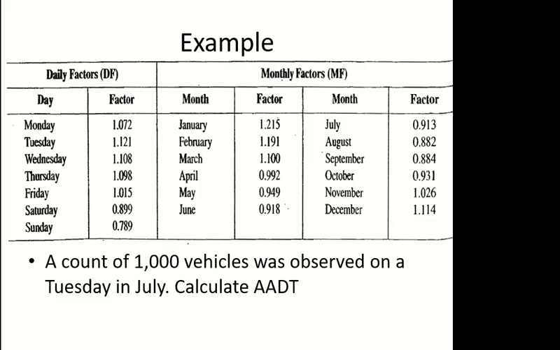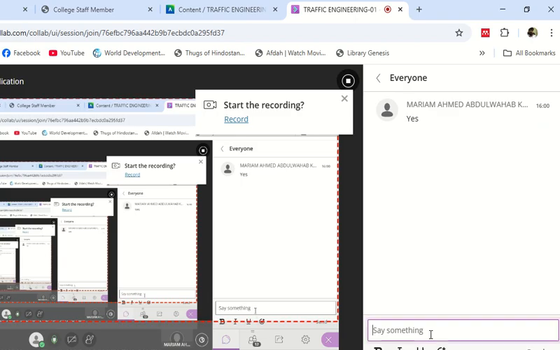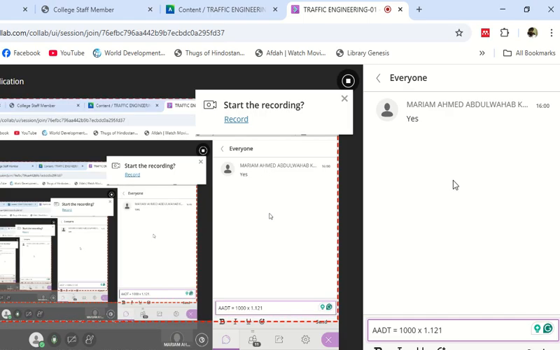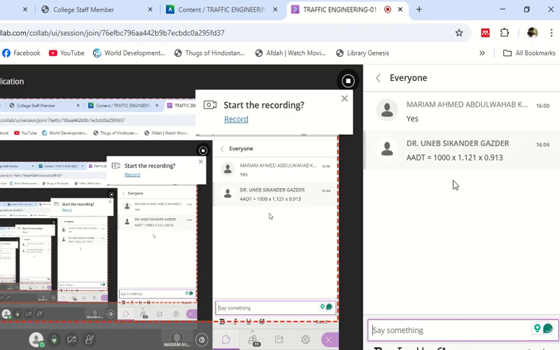Let's say this is the example. For a control location, the factors are calculated, which you can see in the table: the factor for each day and the factor for each month. For another location of the same type, I took only 1 day of data, which was Tuesday in July. If I want ADT for this data of 1000 vehicles, I want to convert this into ADT. So I'll do ADT equals 1000, the data which you have taken, times the factor for Tuesday, 1.121, the adjustment factor of Tuesday. The data is taken in July. What is the adjustment factor of July? 0.913.